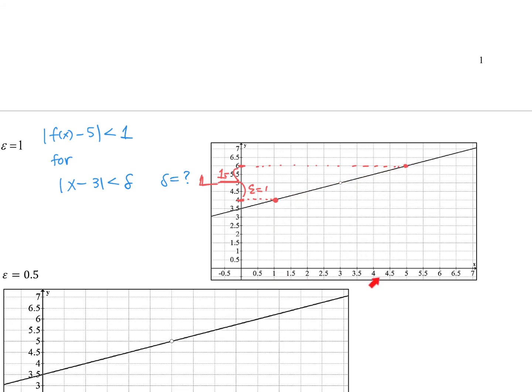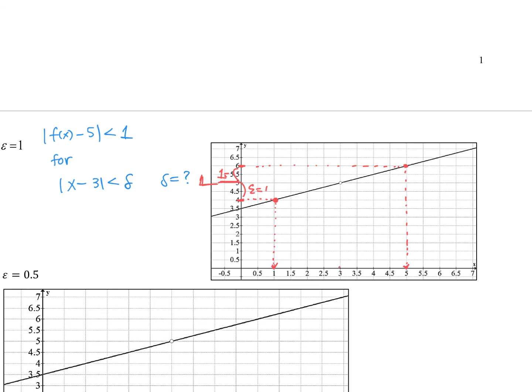So let's look at the corresponding x values. What x values do I need to pick to get that? Over here, my x value is 1. Over here, my x value is 5, right? So what that means is if I pick my x value to be 6, then f of x is not going to be close to 5. Again, if I pick my x value to be 0.5, then my f of x value is not going to be close to 5. But if I pick my x value to be like 2, then my y value is going to be close to 5 because it's 4.5, right? So as long as you pick your x values here, you'll be close to 5.